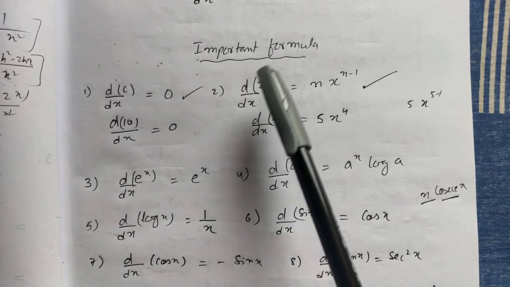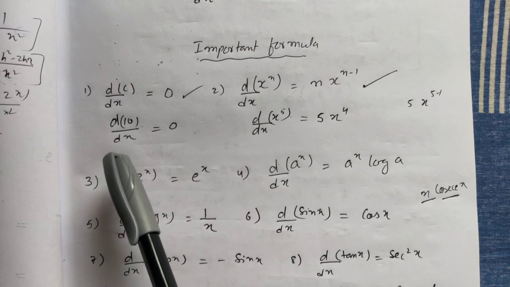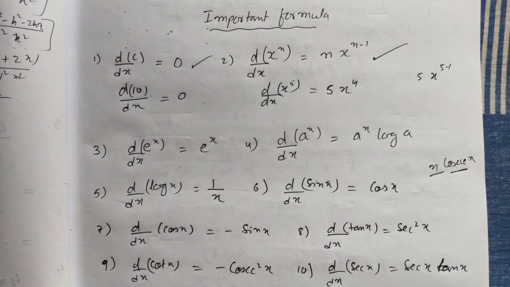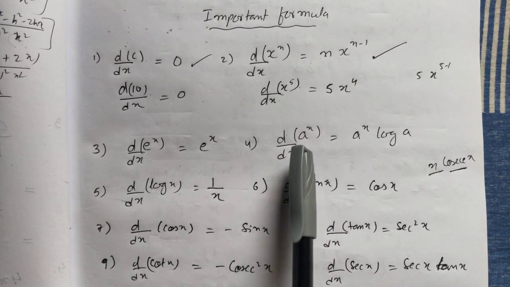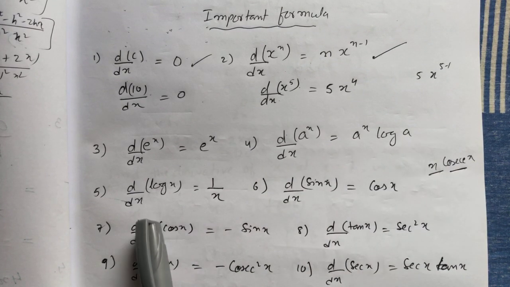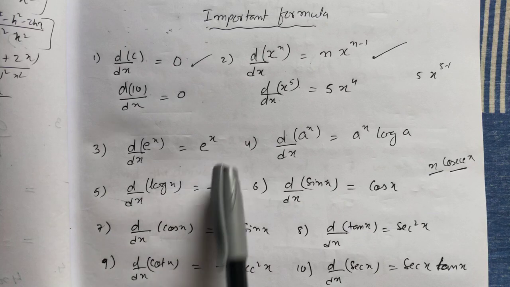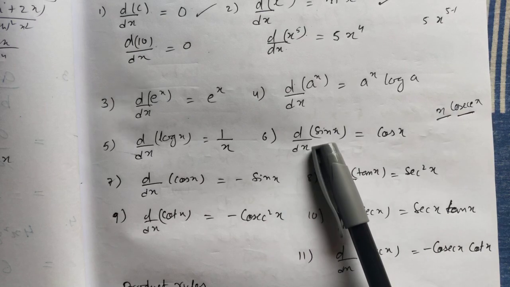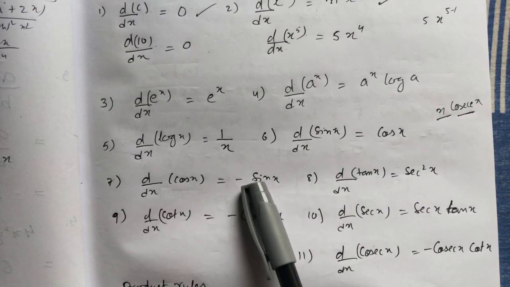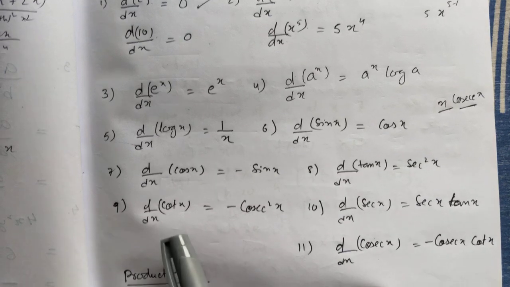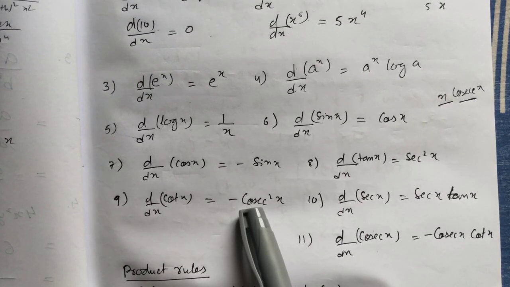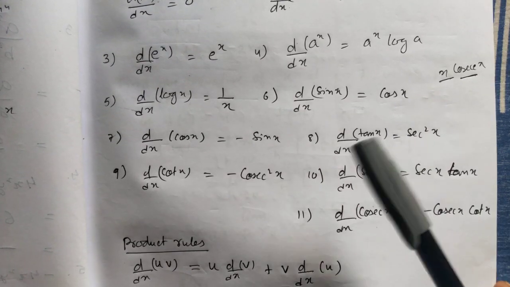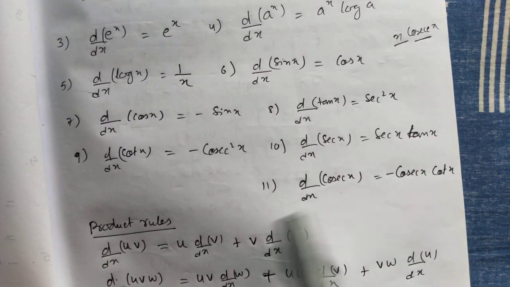Derivative of x to the power n is n x to the power n minus 1. Derivative of e to the power x is e to the power x. Derivative of a to the power x is a to the power x log a. The derivative of log x is 1 by x. For trigonometric functions, the derivative of sin x is cos x, cos x is minus sin x, tan x is sec square x, cot x is minus cosec square x, sec x is sec x tan x, and cosec x is minus cosec x cot x.